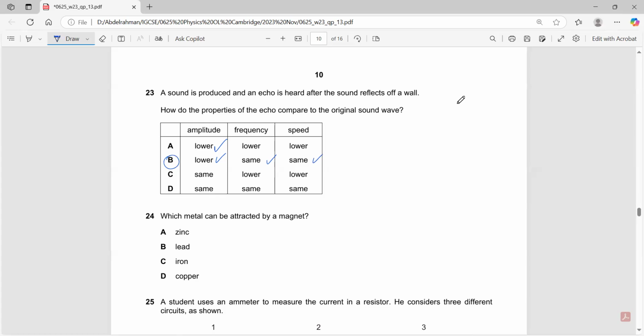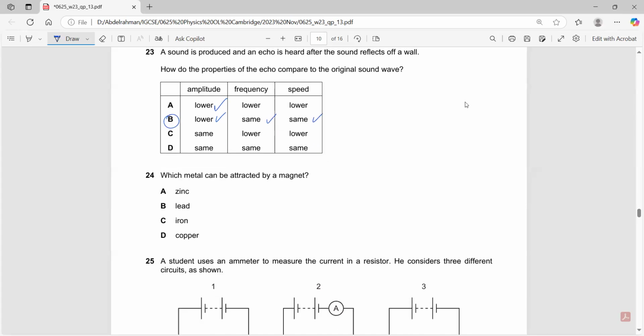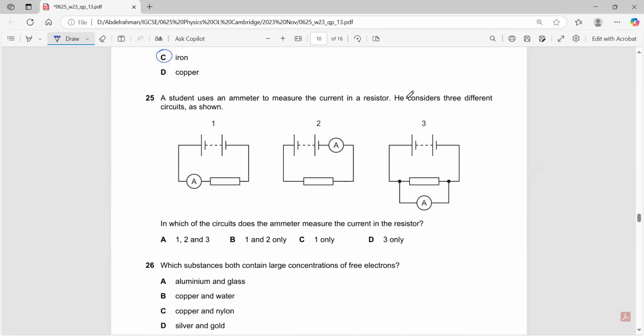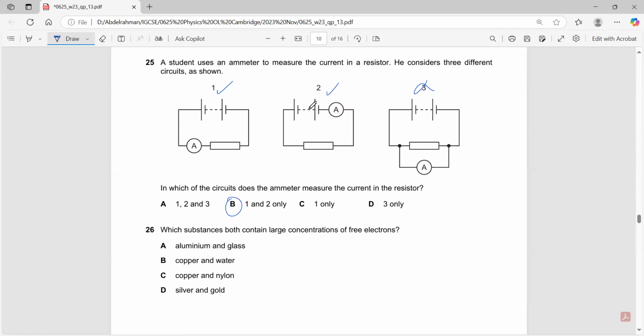Which metal can be attracted by a magnet? Definitely iron. Which of these circuits does the ammeter measure the current in the resistor? 1, yes, it's in series. 2, yes, it is also in series. 3, no, it's in parallel, so this is wrong. So 1 and 2 only.